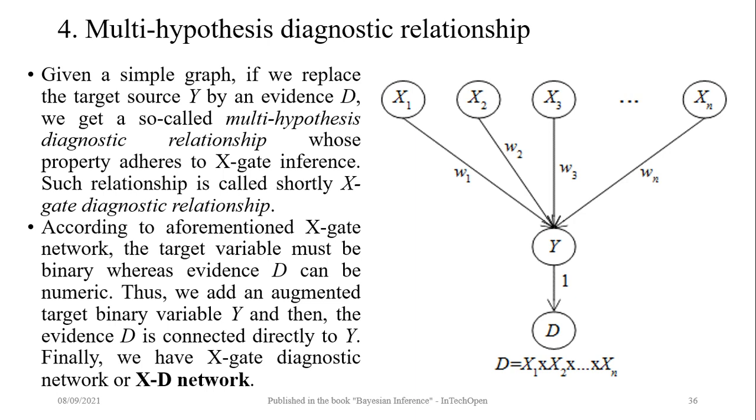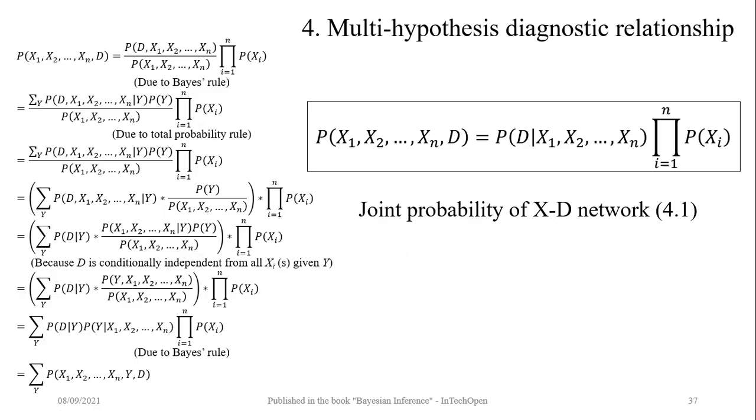Thus, we add an augmented target binary variable Y, and then the evidence D is connected directly to Y. Finally, we have an aggregate diagnostic network or AD network. This figure shows the AD network. This is the multi-hypothesis diagnostic relationship.